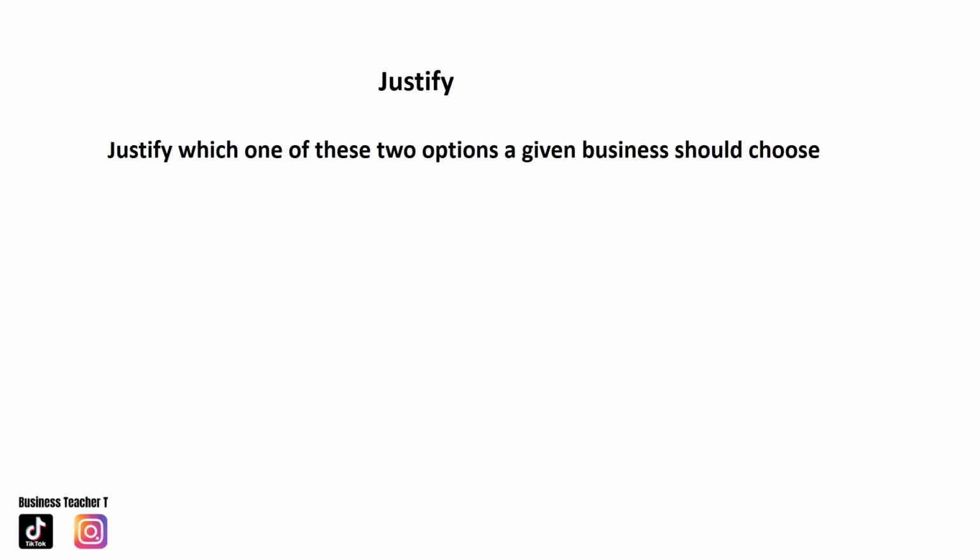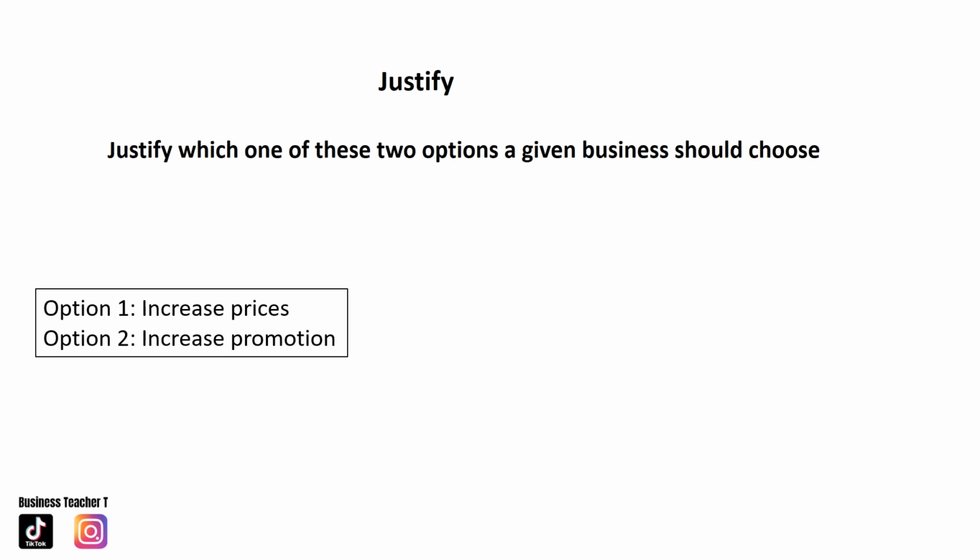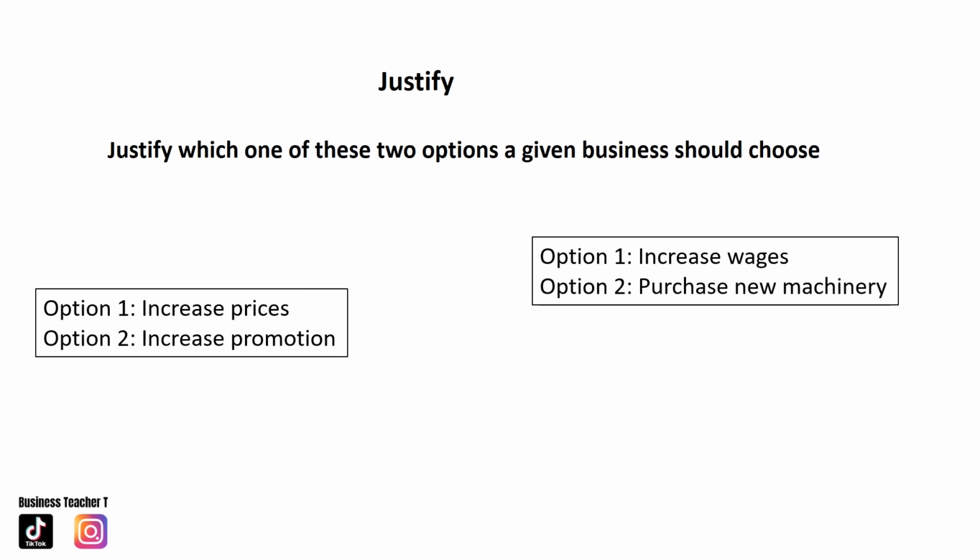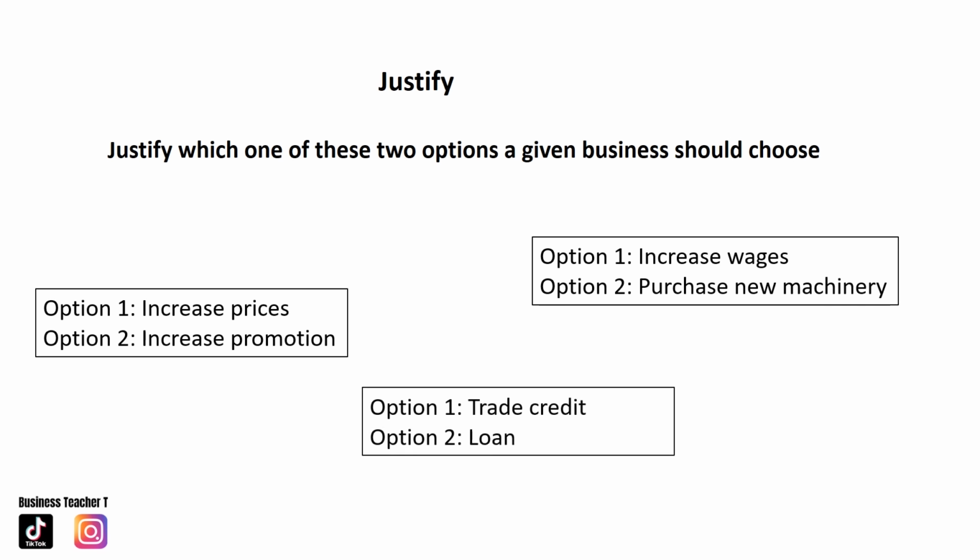For the 9-marker, you are given 2 options. Here are some examples. It could be to increase prices or to increase promotion, to increase wages or purchase new machinery, or to use trade credit or a loan. You will need to justify which option is best suited for the business. There is more than one way that you can answer a 9-mark justify question, but this video will take you through a straightforward way that you can easily answer the question and get those 9 marks.